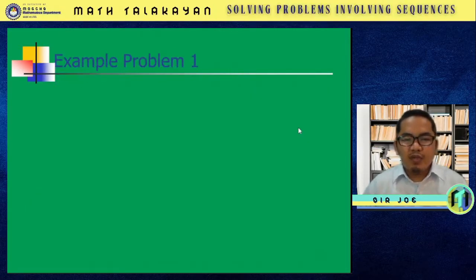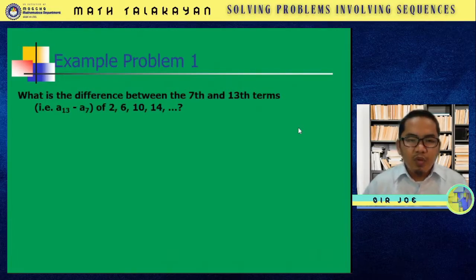Let us have example number 1. What is the difference between the 7th term and the 13th term of 2, 6, 10, 14, and so on? In other words, 13th term minus the 7th term. We will have the solution.